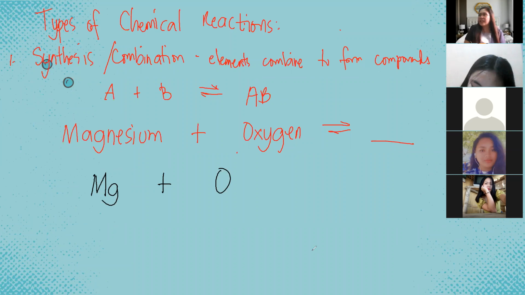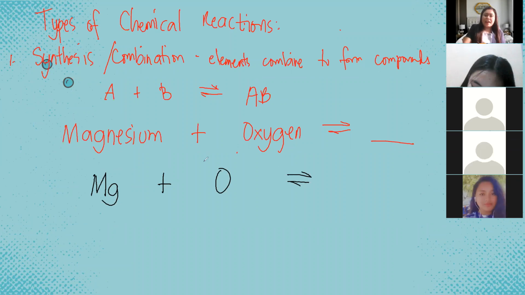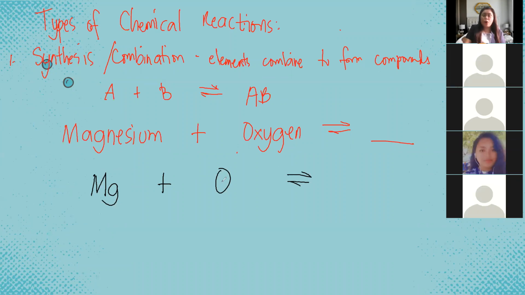Is oxygen included in the diatomic molecules? Yes, ma'am. Oh, there is oxygen. So if it is not combined with other elements, it is a diatomic molecule. Now, what will be the product for this? Magnesium plus oxygen.